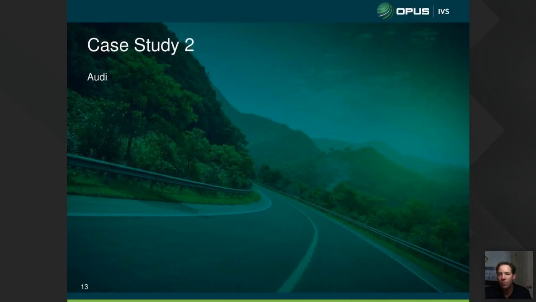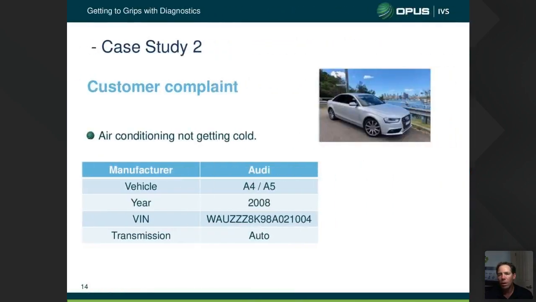All right, step 7, confirm the repair. Case study number 2, this was from Rich's files, our VAG master tech. So the customer complaint, the air conditioning is not getting cold. So it's not as glamorous as an engine not start problem, but you know what? An AC not getting cold is pretty damned important in Australia, especially this time of year. It's starting to get damn hot up here. So air conditioning is really important.